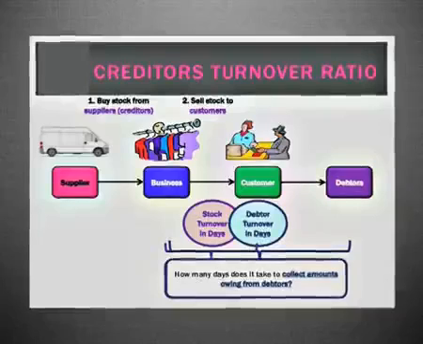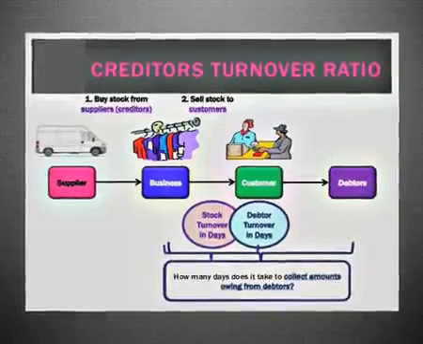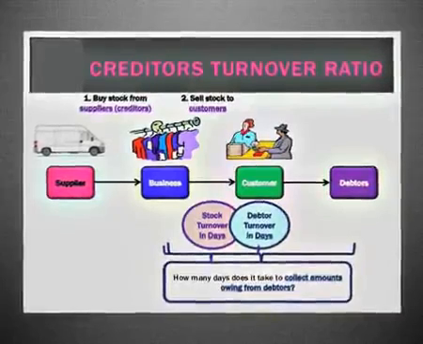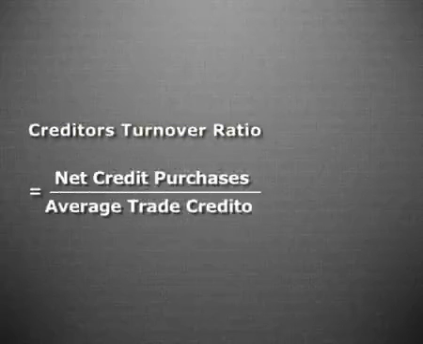This ratio shows the relationship between net credit purchases and average trade creditors. It determines the efficiency or speed with which the payments for credit purchases are made to the creditors. A high creditors turnover ratio implies earlier payments to the creditors and a low ratio indicates delayed payments. This ratio may be calculated as creditors turnover ratio is equal to net credit purchases divided by average trade creditors.